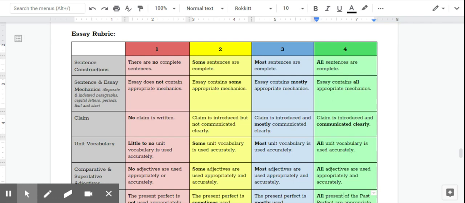The next category is sentence and essay mechanics. Do you include separate and indented paragraphs? Do you use capital letters and periods where appropriate? Is your font and size professional? To get a 4, you have to have all appropriate mechanics. Claim. Your claim is introduced and communicated clearly. That is what you need to get a 4.